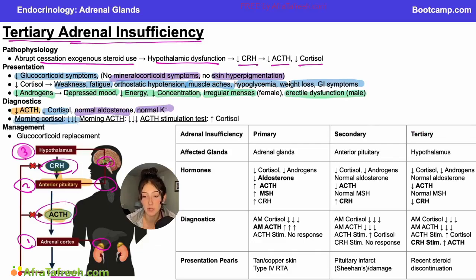Morning cortisol levels are going to be decreased, similar to most of our causes of adrenal insufficiency. Our morning ACTH is also going to be decreased. We just talked about that. And then for our ACTH stimulation test, our ACTH stimulation test should actually stimulate the release of cortisol because the problem here is that we're having hypothalamic dysfunction. We're not releasing our CRH, but there's nothing wrong with our adrenal cortex. So if we stimulate our adrenal cortex appropriately with some ACTH, it should be able to release that cortisol.